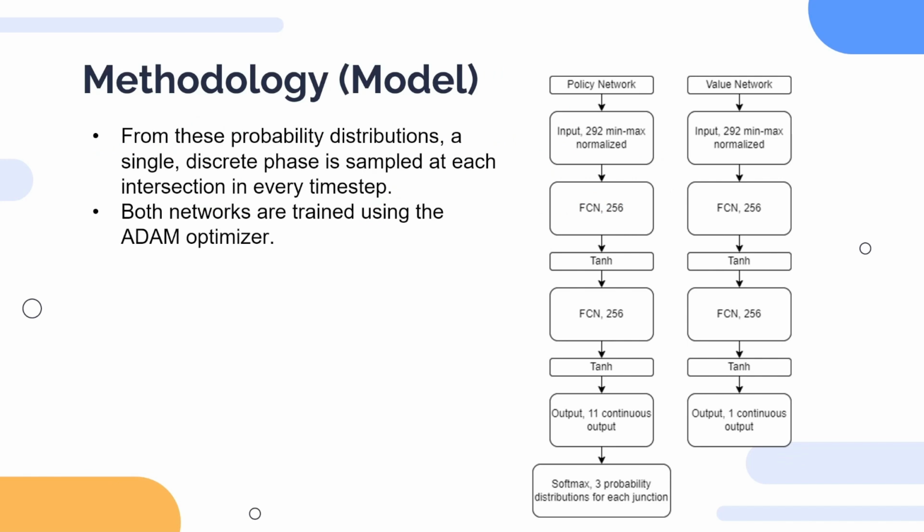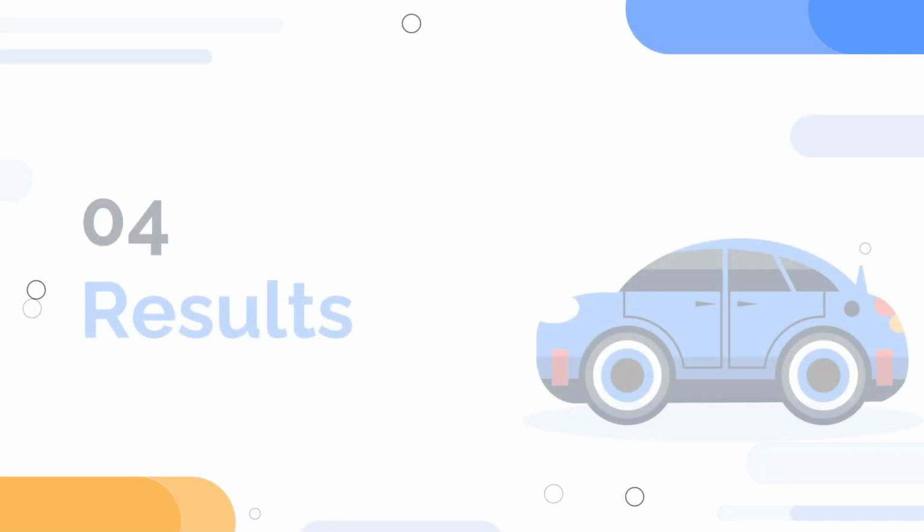All right, here comes the model architecture used in this study. There are 2 networks: one is the policy network and the other is the value network. Both networks have a similar structure except for their output layer. Both networks are also trained with the same optimizer, which is the Adam optimizer. All right, next I will pass the presentation to Vivian.